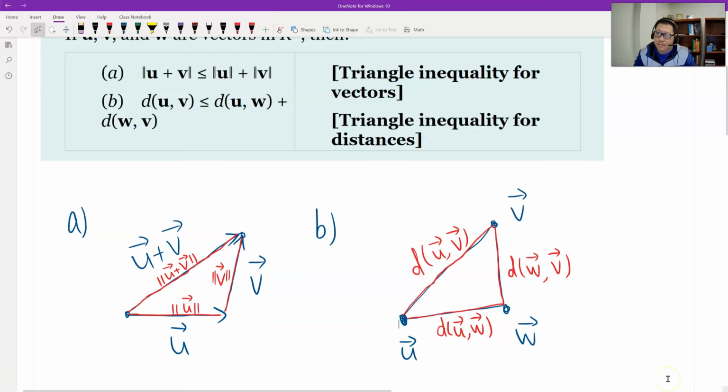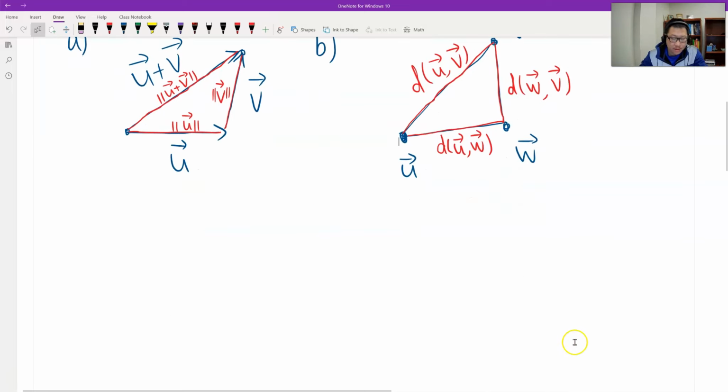But this is not a proof. This is only a proof for a triangle in two-space, on a plane. Now it's in n-space, so let's prove it. So, proof of A.